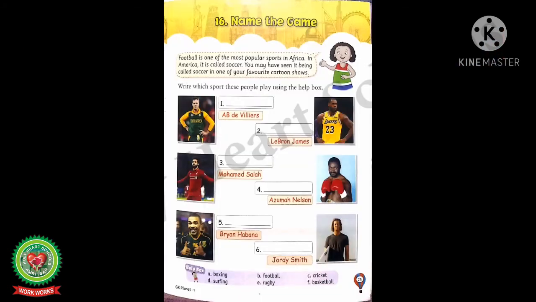So kids, we have discussed different sports and the famous players in the field of these sports. Now I hope you have understood this chapter. Now solve this exercise and write the name of the sport in front of the pictures.